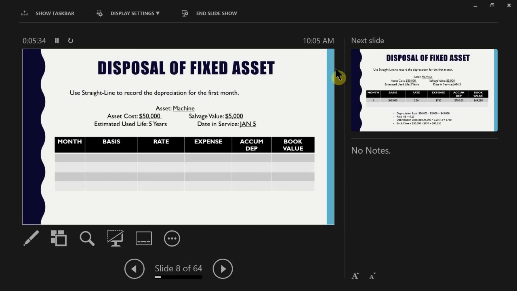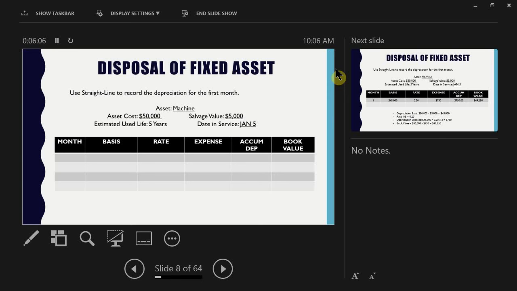Then as you go through the rest of the years continuing on with this machine, you're going to keep tabs on how to depreciate it. In this case, I'm going to depreciate it every single month. So I'm going to be using straight line just to keep it sweet and simple to depreciate for the first month. So in this case, my asset cost is $50,000.